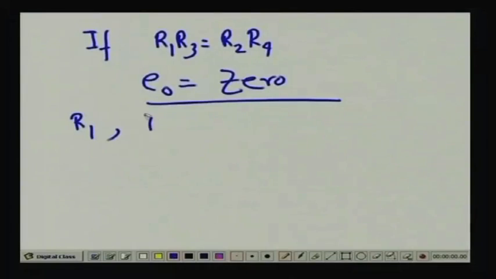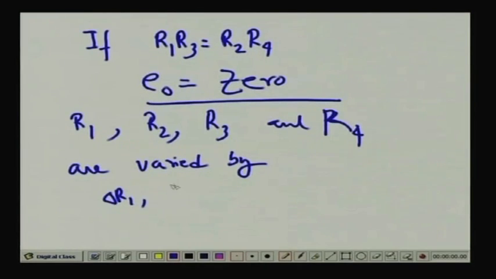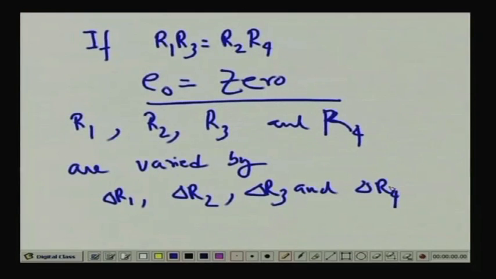Now, suppose all the resistances are getting varied, as it happens in the case of a load cell, both in the case of the column type load cell and the link type load cell, all the 4 resistances are getting varied. So we assume that the resistances R1, R2, R3 and R4 are varied by delta R1, delta R2, delta R3 and delta R4 respectively.